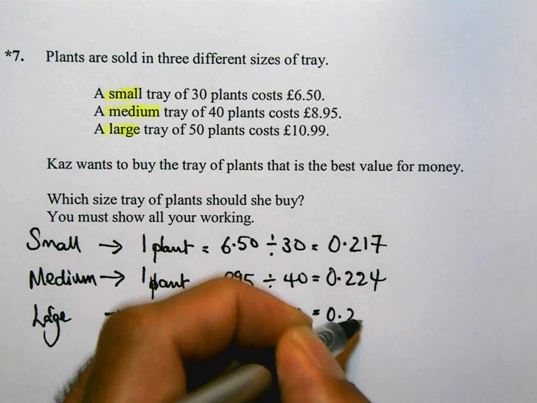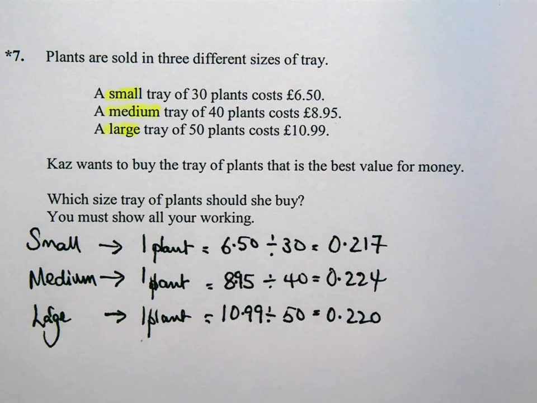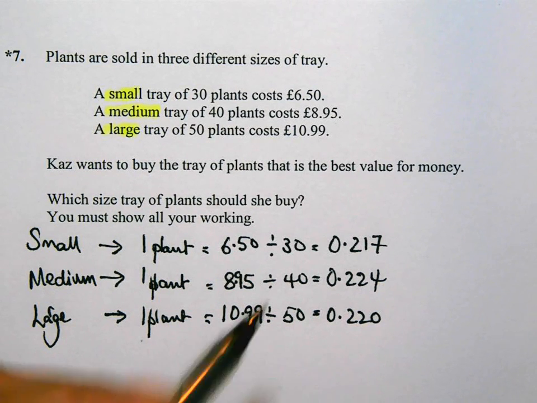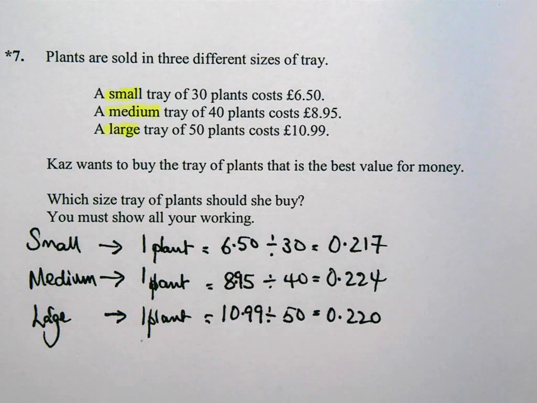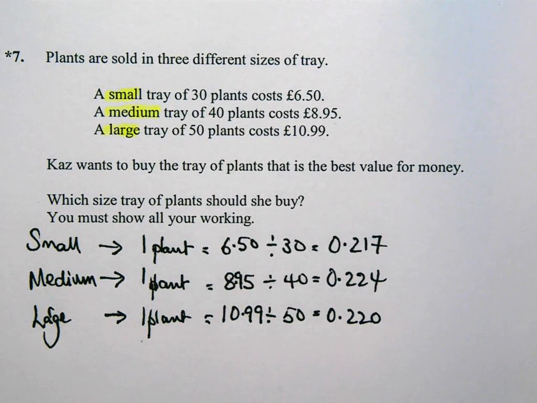Now, to get my answer, I need to compare all 3 of these. And I could, because I've rounded them all to 3 decimal places, not 2. If I rounded them to 2, they would all look quite similar. If I rounded that to 2 decimal places, it would become 0.22. That would have been 0.22, and so would that. And that would have been quite difficult to compare. So that's why I rounded them to 3 decimal places.